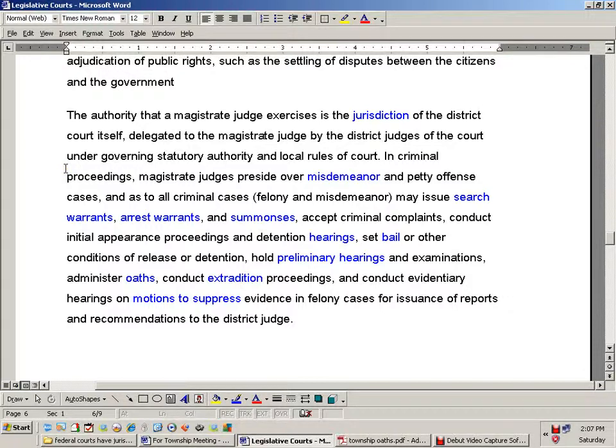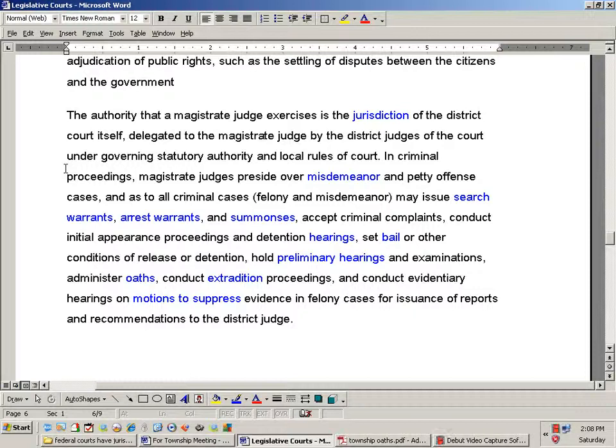The authority that a magistrate judge exercises is in the jurisdiction of the district court itself, delegated to the magistrate judge by the district judge of the court under governing statutory authority and local rules of court. In criminal proceedings, magistrate judges preside over misdemeanors and petty offenses, and as to all crime cases, felony and misdemeanor, may issue search warrants, arrest warrants, summonses.